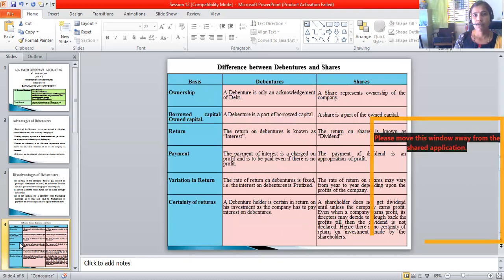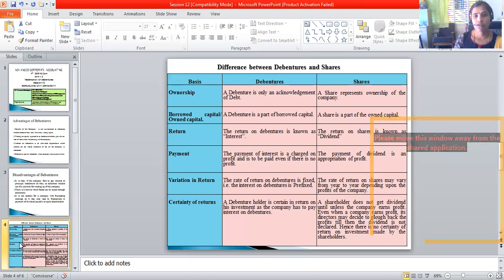The return that the debenture holders get is treated as interest, and the return that is given to the shares is known as dividend. The payment of interest is charged on the profits and is to be paid even if there is no profit. So interest, as I told you, in case of debentures, irrespective of whether the company earns profit or not, it has to pay. In case of dividend, that is paid to the shareholders only if the company has sufficient profits, will it declare dividend.